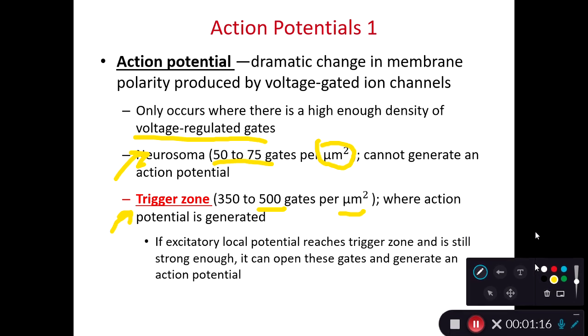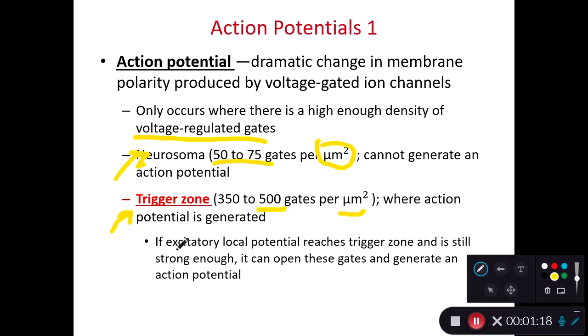These action potentials are going to depend upon excitatory local potentials converging. We need enough excitatory local potentials converging at the trigger zone. And if we get enough excitatory local potentials, we'll open up enough gates and ultimately generate the action potential.